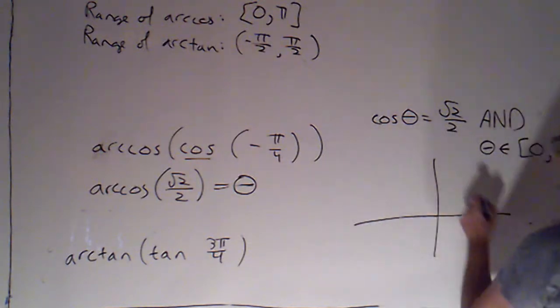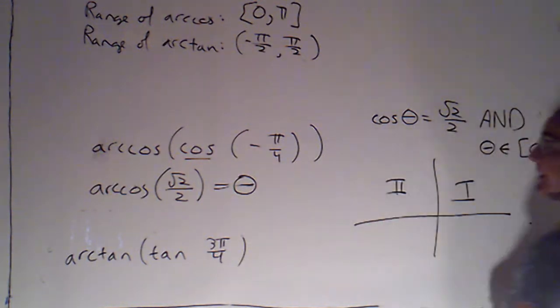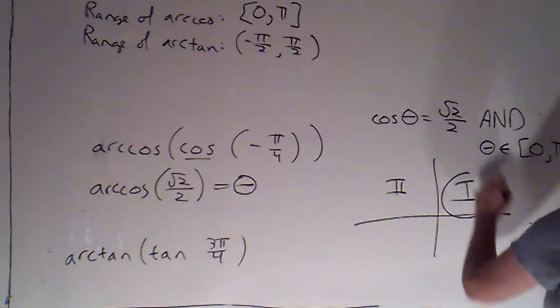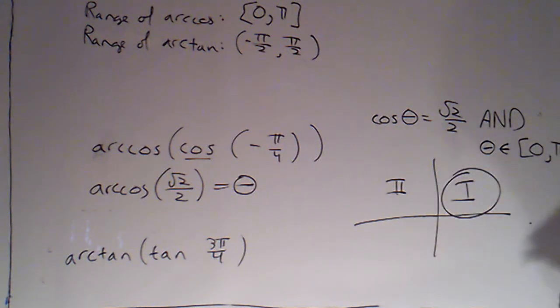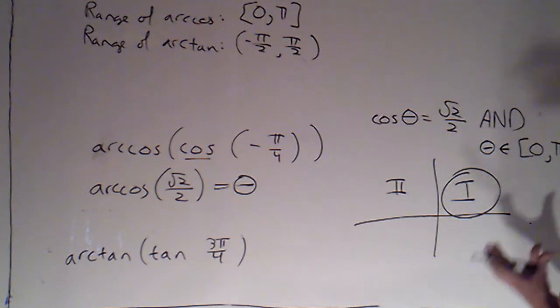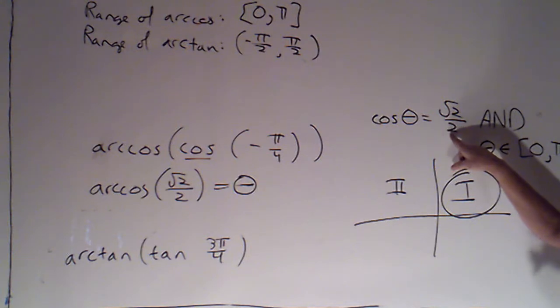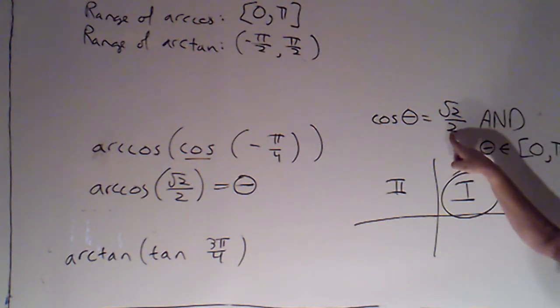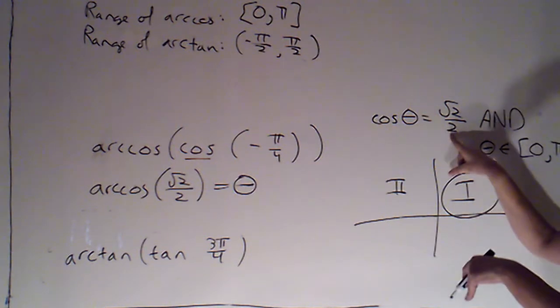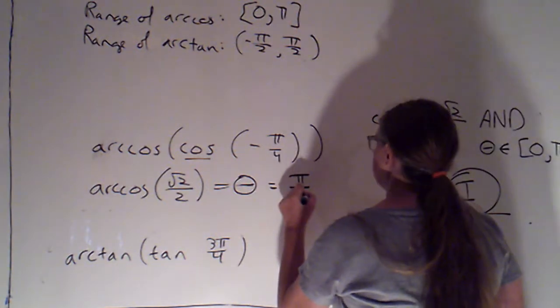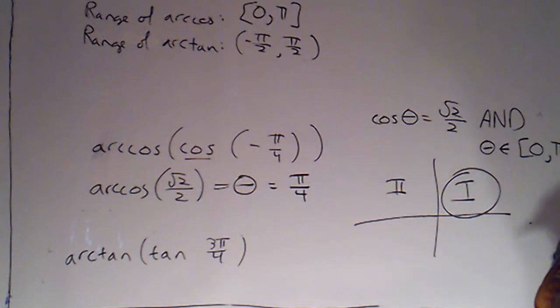Now, the interval from 0 to pi corresponds to quadrants 1 and 2. That's a positive number. That's going to put us in quadrant 1. So we're just looking for an acute angle here. And then I look at the absolute value, root 2 over 2. What acute angle has that cosine? Well, that was the reference angle that we just had. So this would be a positive pi over 4.